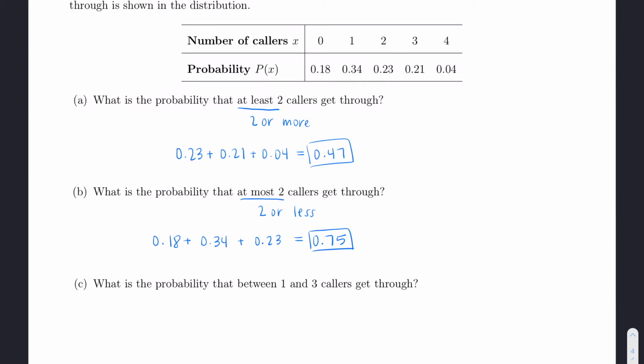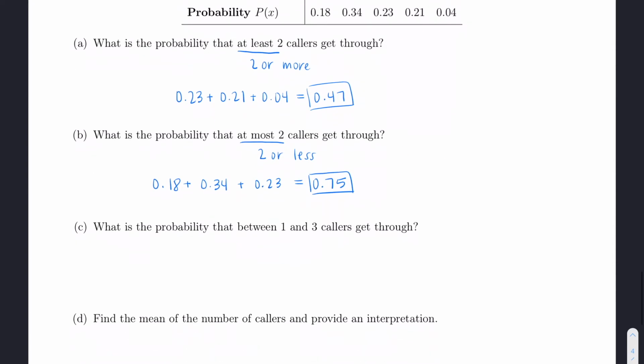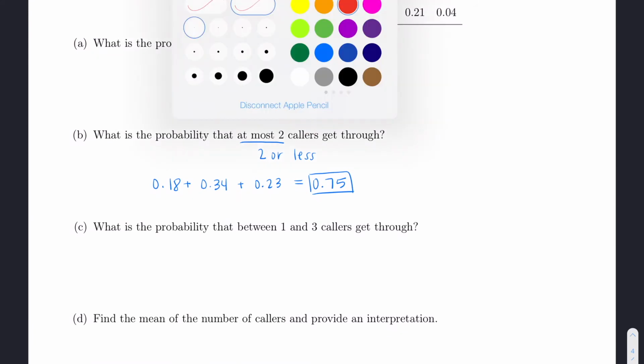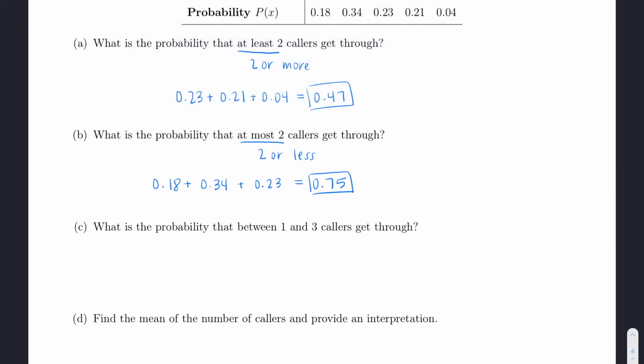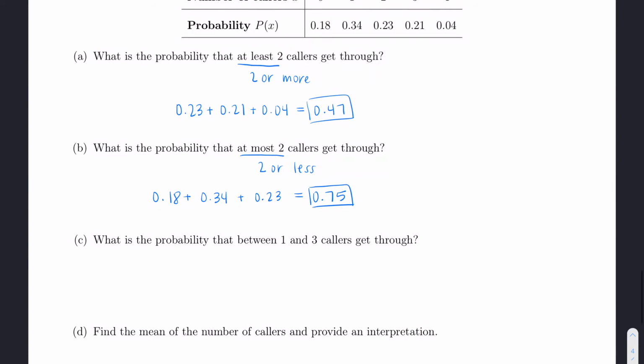But if we move on to part C, what is the probability that between 1 and 3 callers get through? So what we're going to do here is we're just going to add the results for 1, 2, and 3. So this is 0.34 plus 0.23 plus 0.21, which results in 0.78.